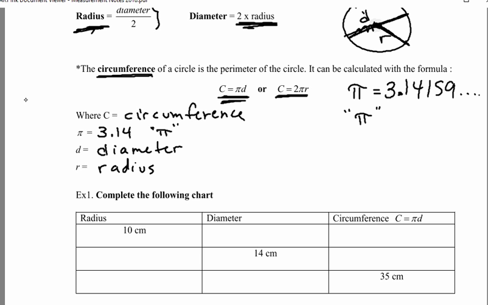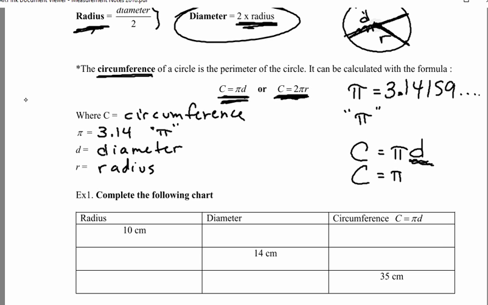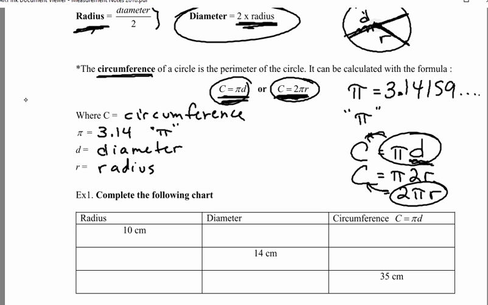Which formula you use depends upon what's given to you. The reason there's 2 is that pi times d, well, what's another way? What's the diameter? We just said the diameter is 2 radii. So I could write this as pi times 2 radiuses and just rearrange it, 2 pi r. They mean the same thing. They both represent circumference. So you can use whichever one you want depending upon what's given to you.